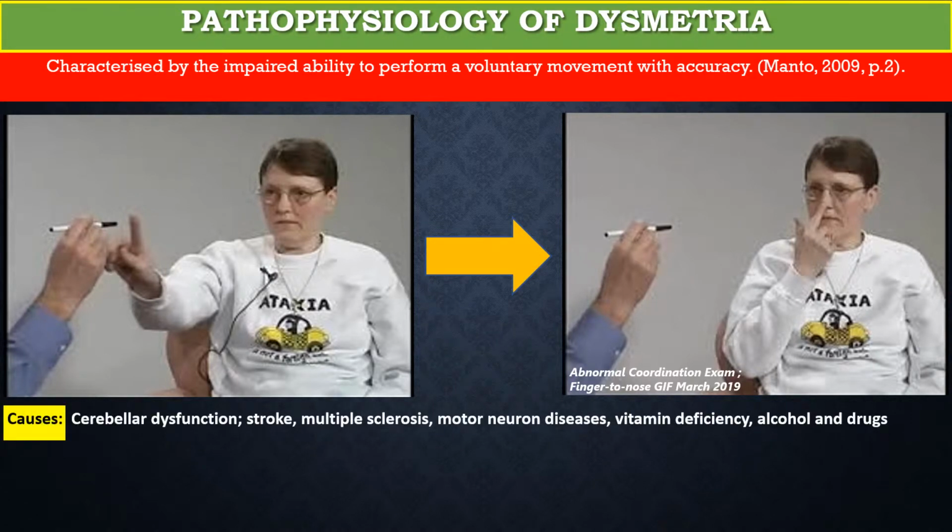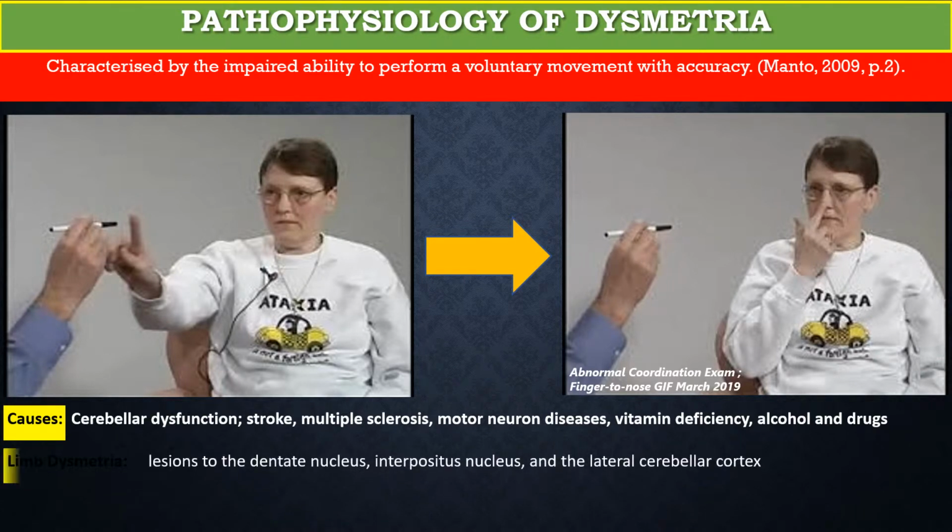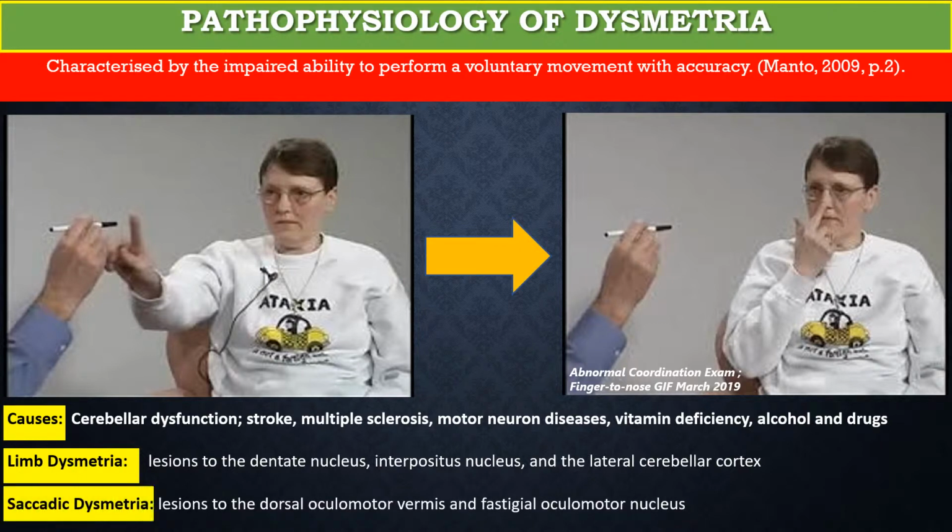Primarily, this is a sign of cerebellar dysfunction, however can also be associated with lesions to the brainstem, thalamus and subcortical white matter along afferent and efferent pathways. There are many causes for cerebellar lesions and they can be a result of alcohol and drug abuse, vitamin deficiency or caused by neurological disorders such as multiple sclerosis, motor neuron disease and stroke. Specifically, lesions to the dentate nucleus, interpositus nucleus, and lateral cerebellar cortex result in limb dysmetria, whereas saccadic dysmetria is associated with lesions to the dorsal oculomotor vermis and fastigial oculomotor vermis.